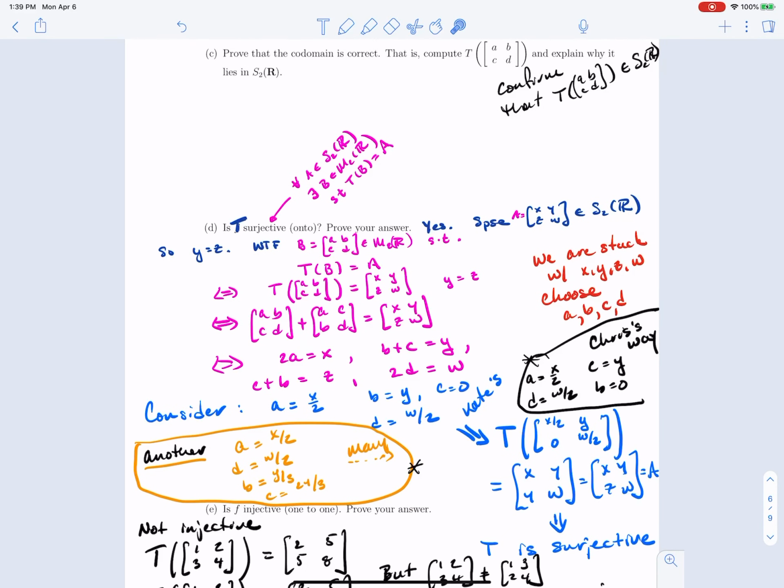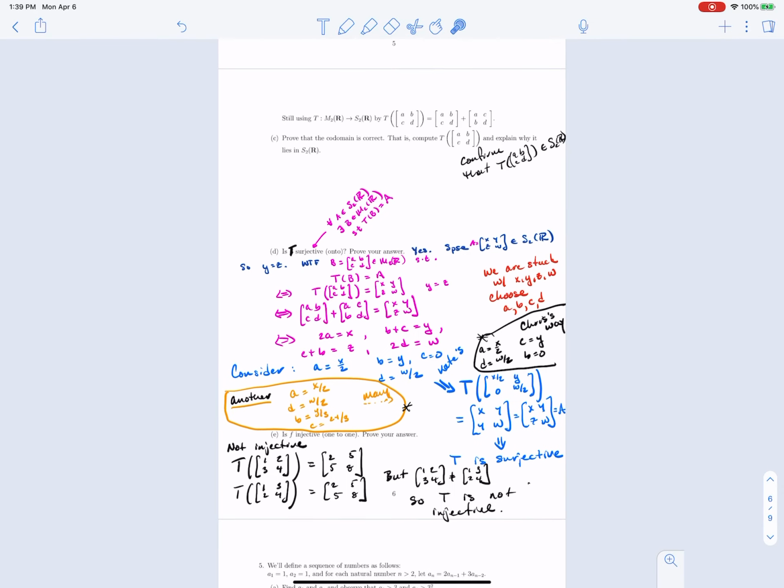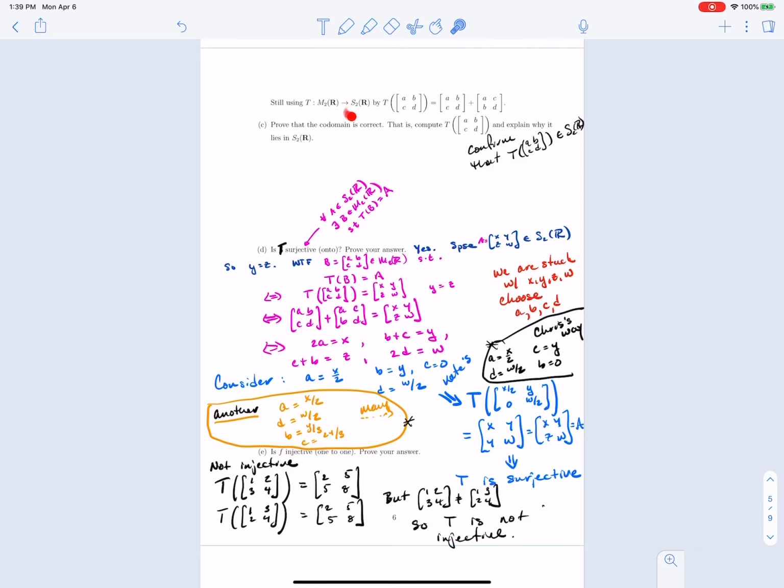Now we come down here. The first correction that's important is that this is a T, not an F. If you look at the original, it said F, which was very confusing. This is in fact a T here. So we want to show that T is surjective, or onto. We said, yes, it is surjective. And what does it mean that a map is surjective? It means that for everything in the codomain, remember my T goes from M2R to S2R, there exists a B in the domain such that T of that B gets mapped to A.